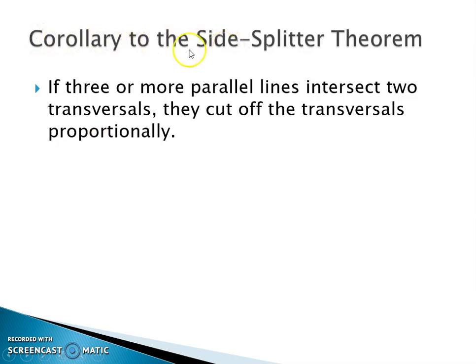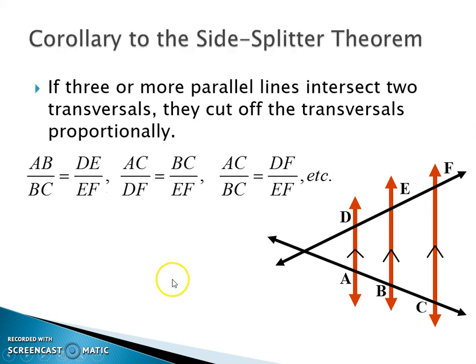Corollary to the side splitter theorem: if 3 or more parallel lines intersect two transversals, they cut off the transversals proportionally. So if you have 1, 2, 3 parallel lines, 3 or more, and then you have two transversals like this, then they cut off the transversals proportionally.